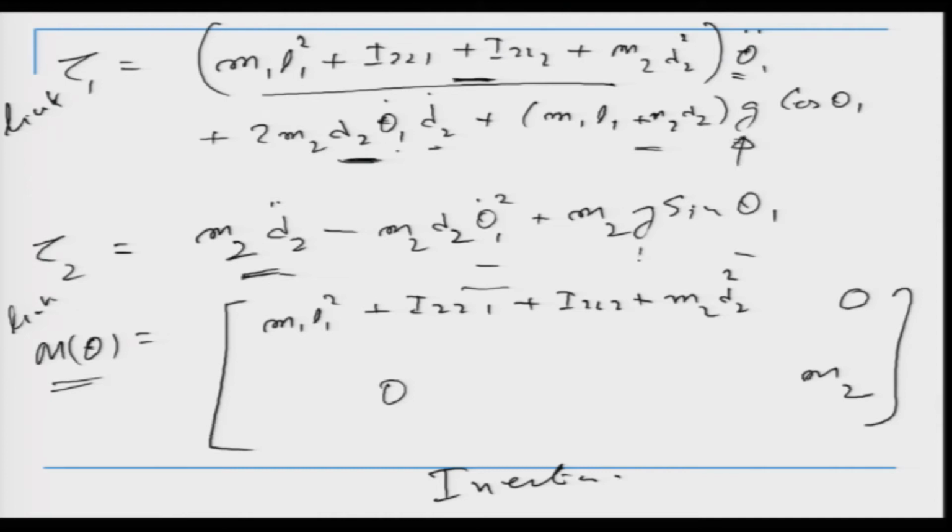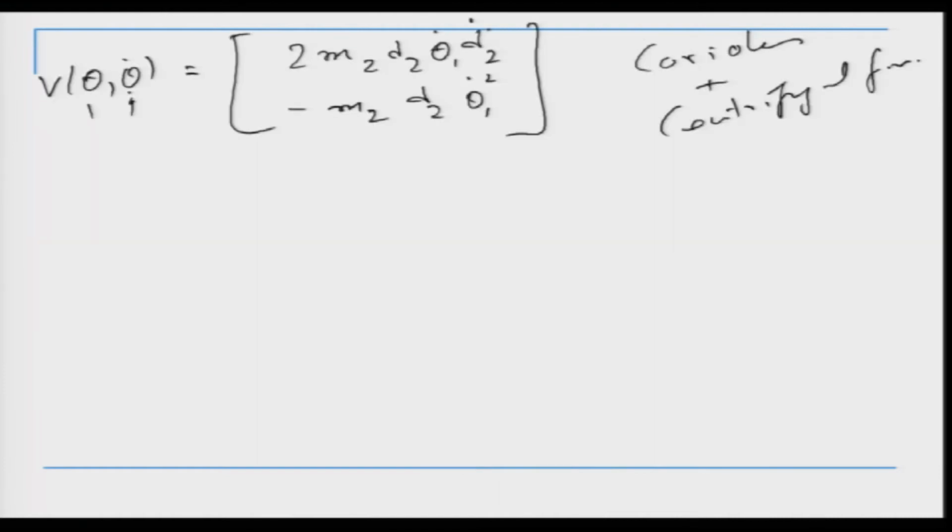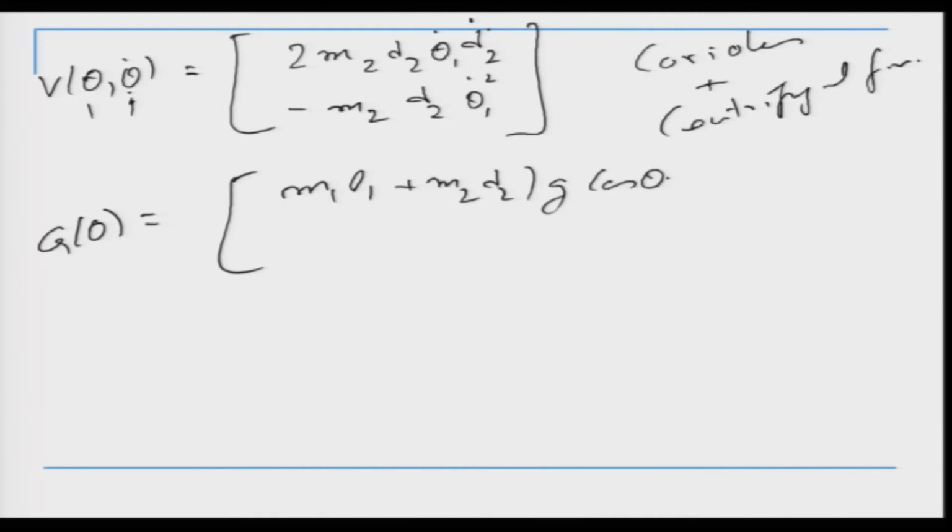So, whatever term is there with respect to g, those are the terms that we collect together and write as a gravity matrix g of theta, which comes out to be (m1 L1 plus m2 d2) into g into cos theta, and this is m2 g into sin theta1. So, this is what we call a gravity term.